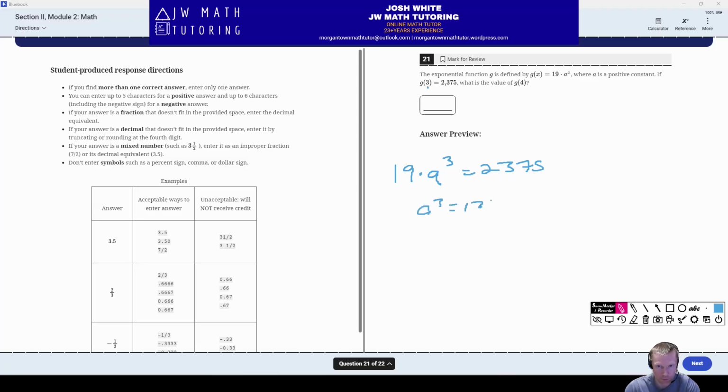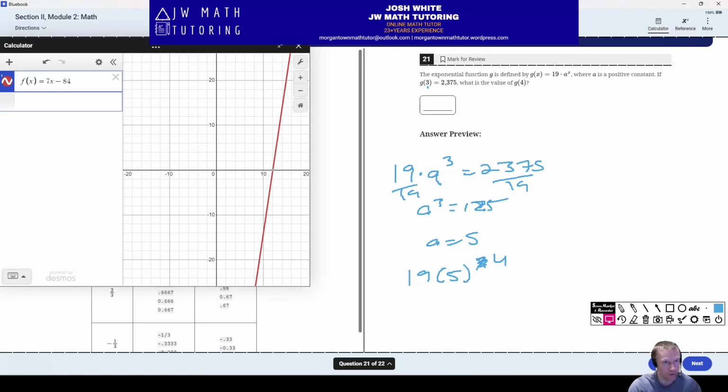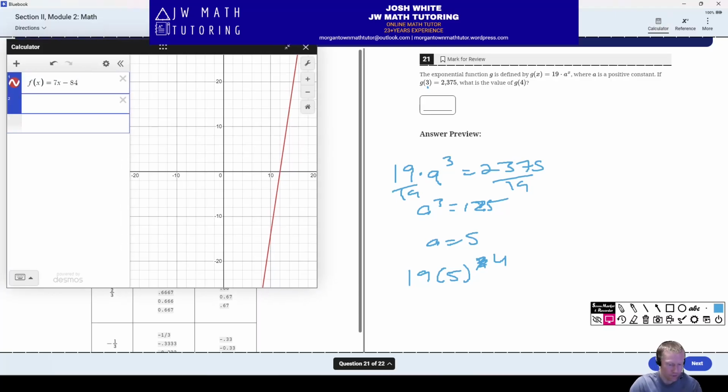So a cubed becomes 125. You divide both sides by 19. Therefore, a is equal to 5. Just cube root both sides. So now you have your function, 19 times 5 to the x. So now you just plug in 4 for x, and for this, you just go to the calculator. 19 times 5 to the fourth, 11,875. So there is our answer.